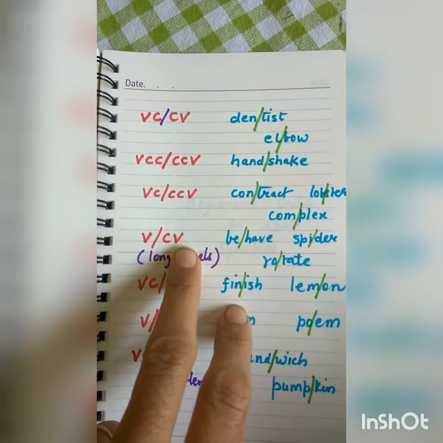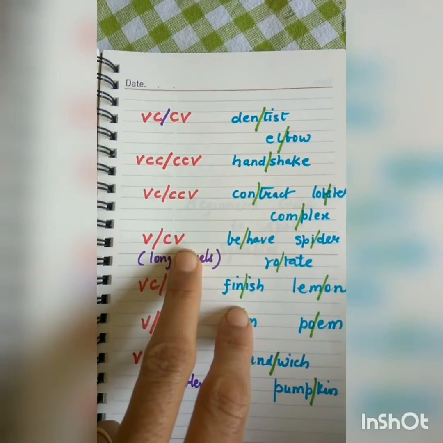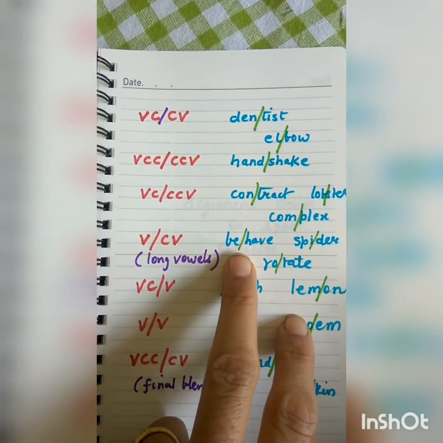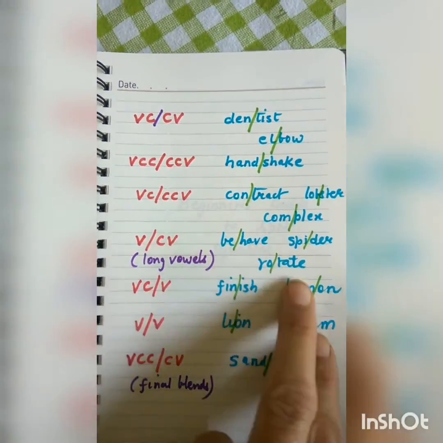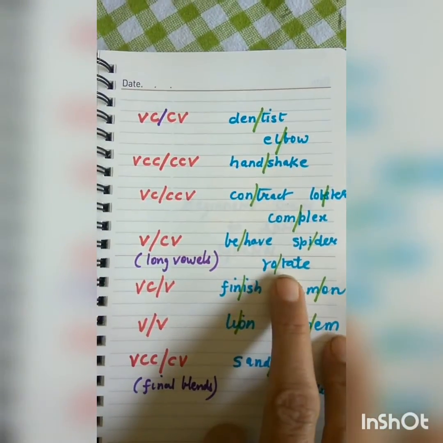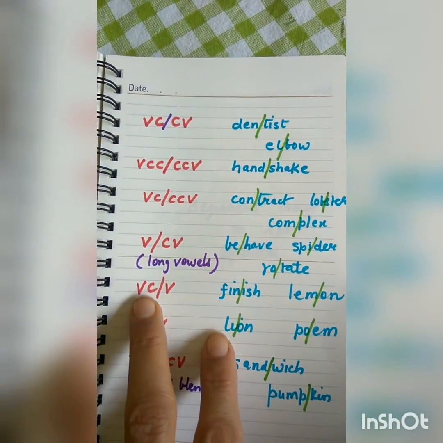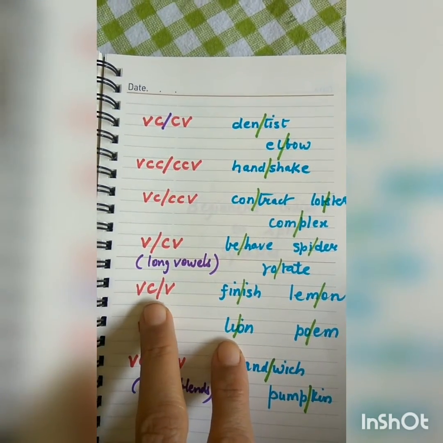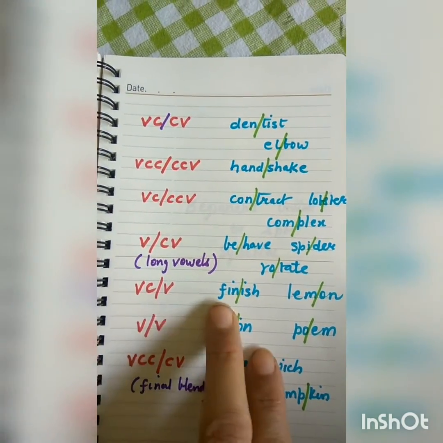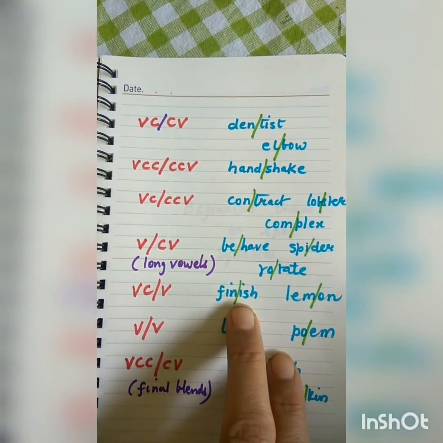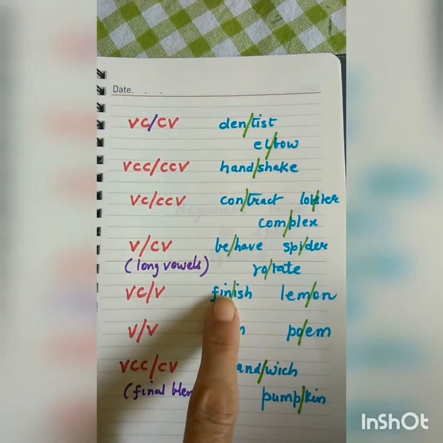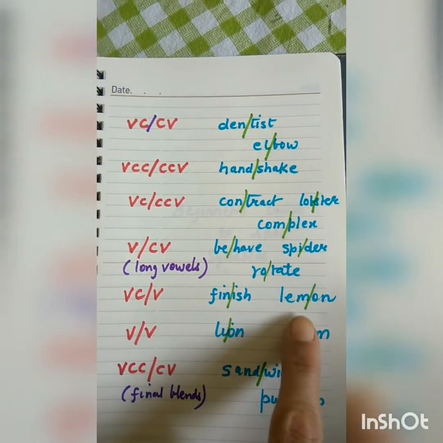Next, vowel, consonant, vowel. If a consonant is surrounded by two vowels, and the first one is a long vowel, then the division happens before the consonant, that is be-have, spi-der, ro-tate. Again, there are two vowels surrounding the consonant, but this time because it is a short vowel, the division is happening after the consonant. So fin-ish, lem-on.